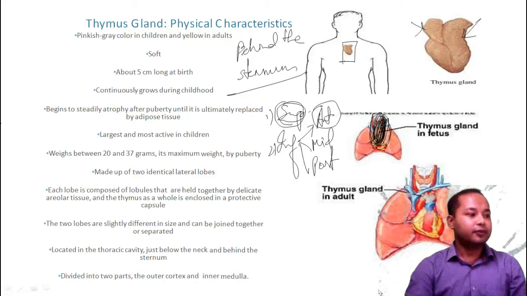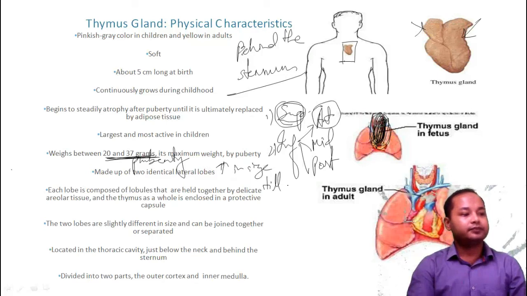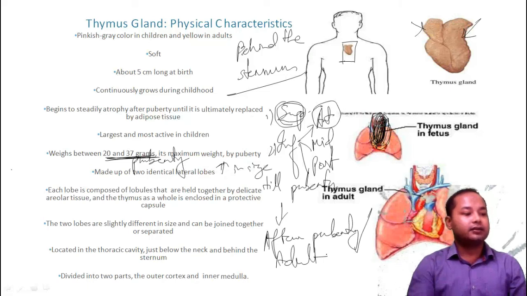The important thing is that the thymus gland weighs approximately 20 to 37 grams. That is the highest weight, which is attained during puberty. It is written also. So the thymus gland increases in size till puberty, and after puberty it decreases in size. In the adult, it decreases in size and attains a size of almost 10 grams.